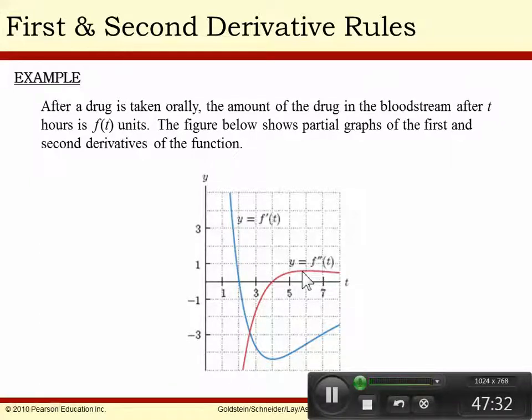And once we're bigger than 4, what is the function doing? The second derivative doesn't tell us increasing or decreasing, it tells us concave up or concave down. So if we're bigger than 4, concave up. So what do we know? We're just going to guess. We're just going to draw a picture of what we think it should look like.